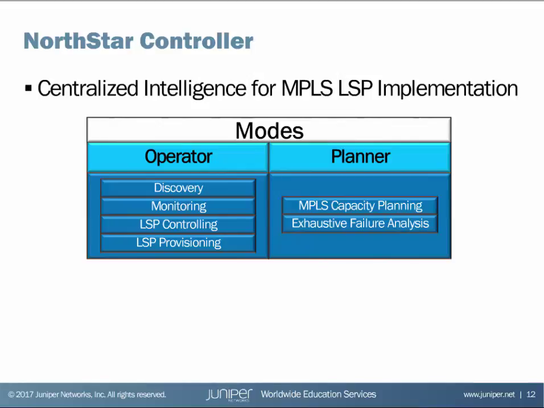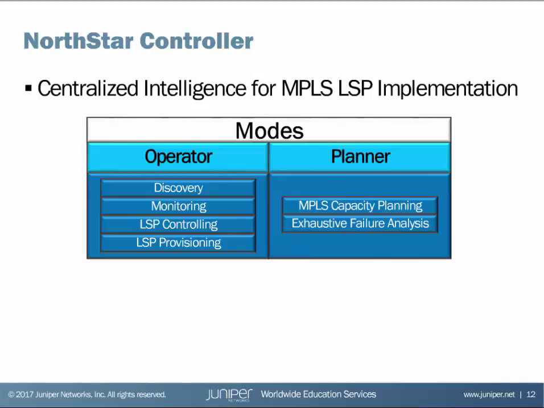This North Star controller has a couple of different options for you, a couple of different functions it can perform. What's called the operator mode is where you actually discover your WAN, discover the links, the nodes, the tunnels, the traffic. You can monitor it, you can control LSPs, modify LSPs, provision new ones, tear them down. It's a complete MPLS label switch path lifecycle management platform on a service provider WAN network. So dynamically spin up tunnels.